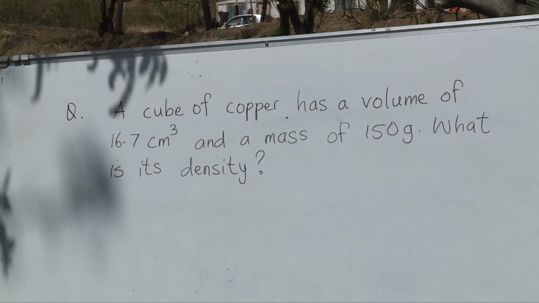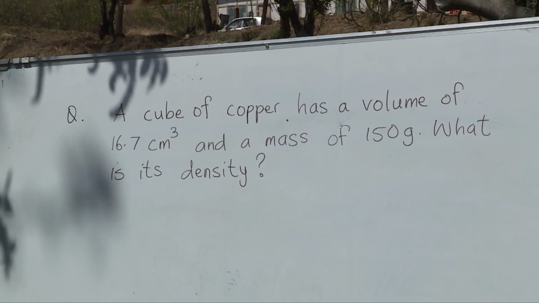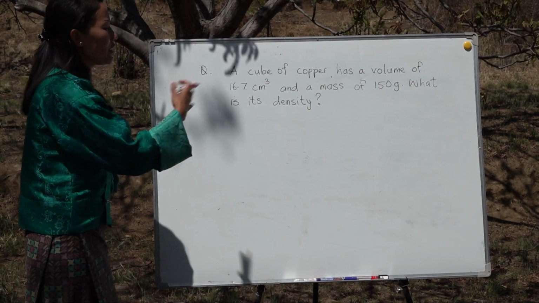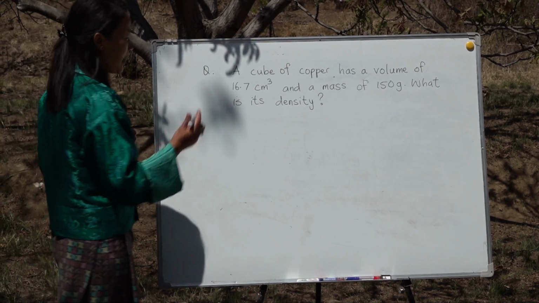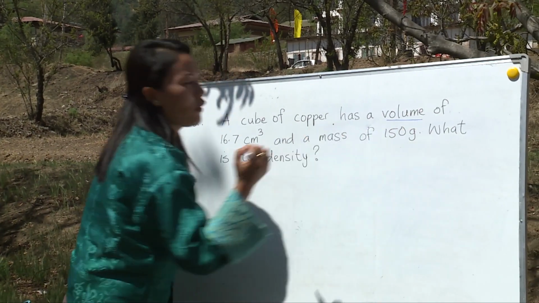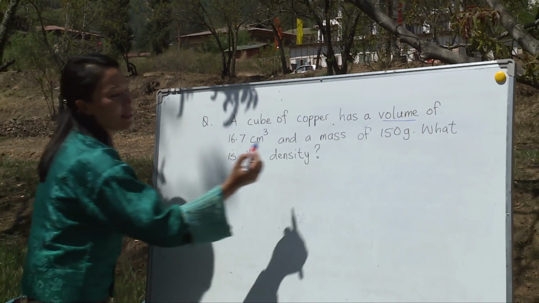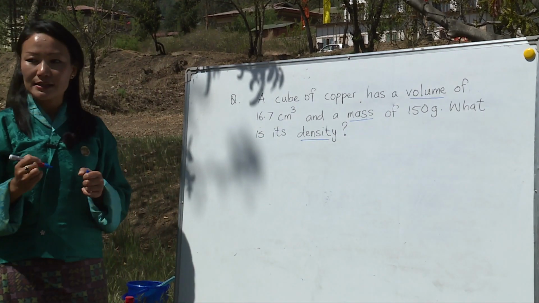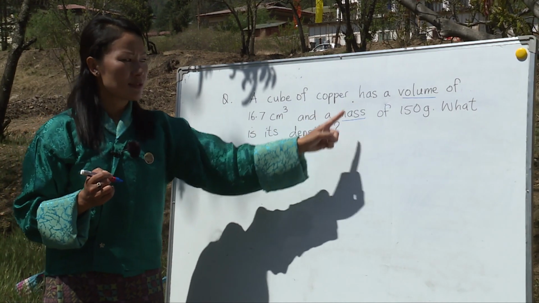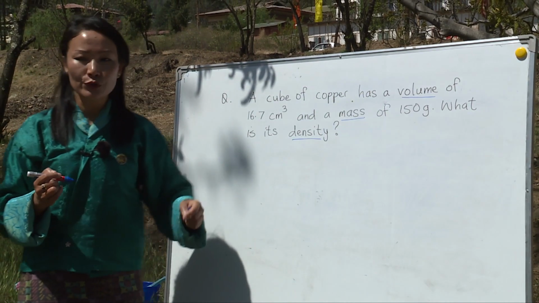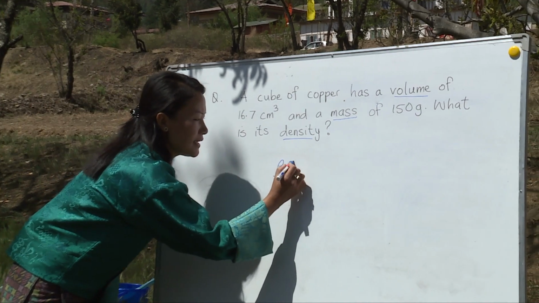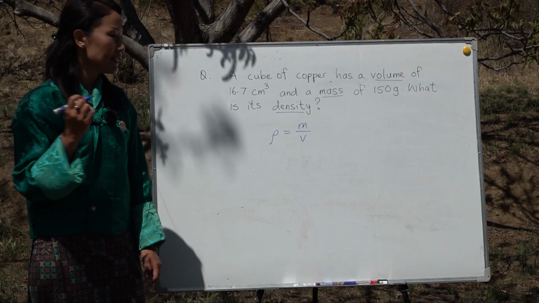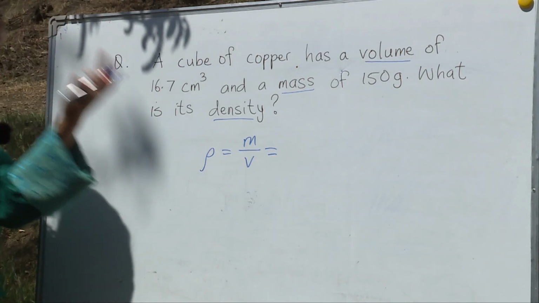What is its density? When you read this question, very important, you must know what the keywords are. Here I see 3 keywords. The first keyword is volume, then I see mass, and finally density. So you have density, mass and volume. Now you already know the relation. Density is mass per unit volume, right? So plug in the values now.